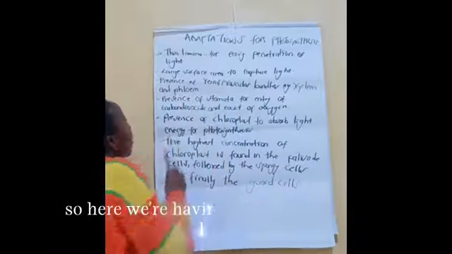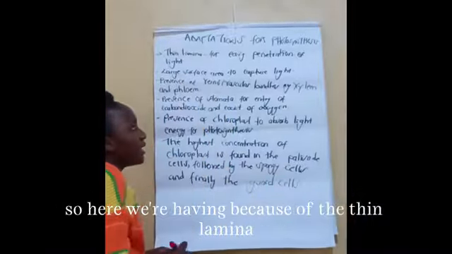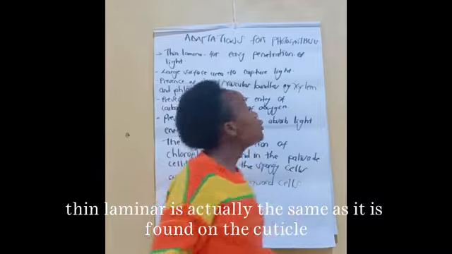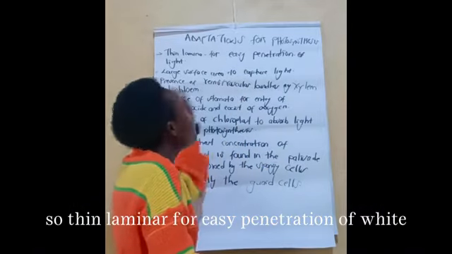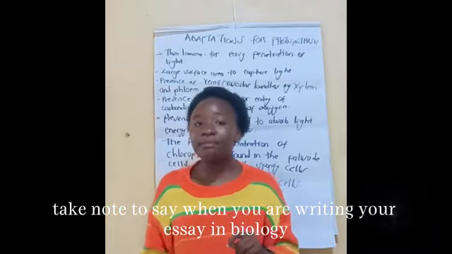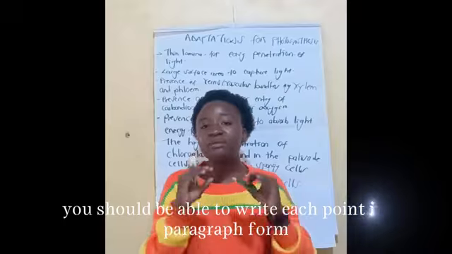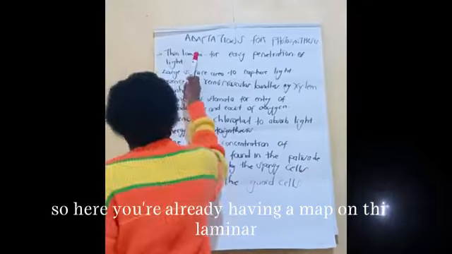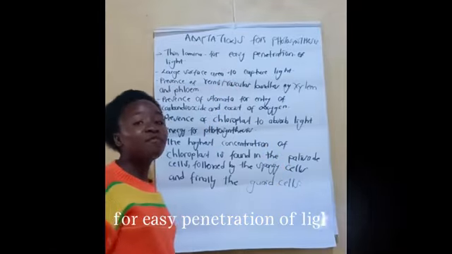Okay, so here we have the thin lamina. Thin lamina is the same as what is found on the cuticle. Thin lamina for easy penetration of what? Of light. That's what you're supposed to write. Take note that when you are writing your essay in biology, you should write each point in a paragraph so that you earn more marks. So here you already have a mark on thin lamina for easy penetration of light.